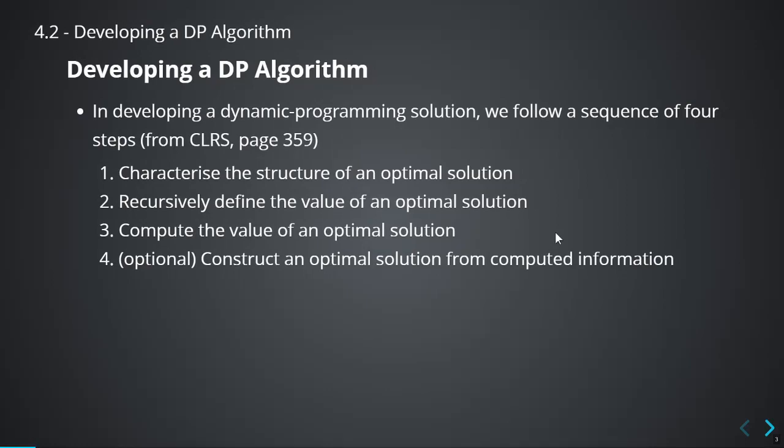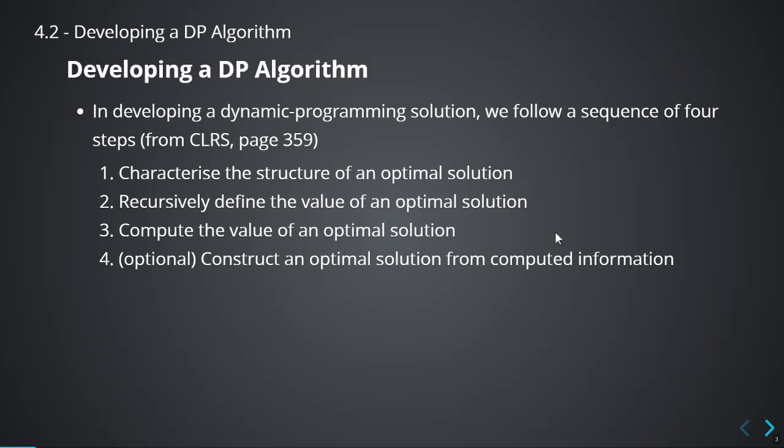Okay, so the steps that we're going to take, I'm going to base this on the textbook. So you go read page 359, CLRS. They talk about 4 steps. 1, characterize the structure of the optimal solution. 2, recursively define the value of the optimal solution. 3, compute the value of an optimal solution. I'm just reading the list here, so that's pretty boring. You can read the list, right? These are the 4 things that they have in the textbook. I'm going to follow that almost exactly.